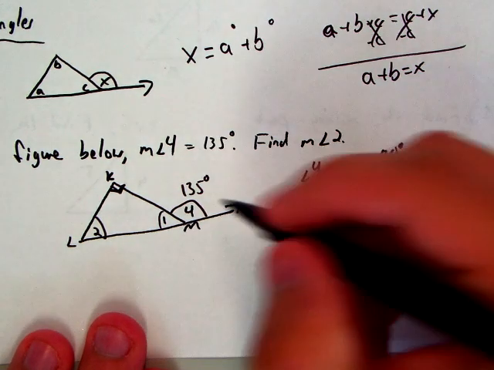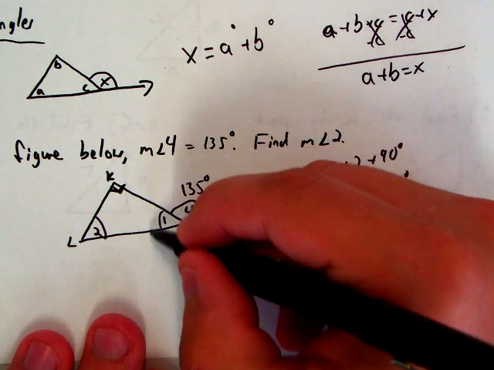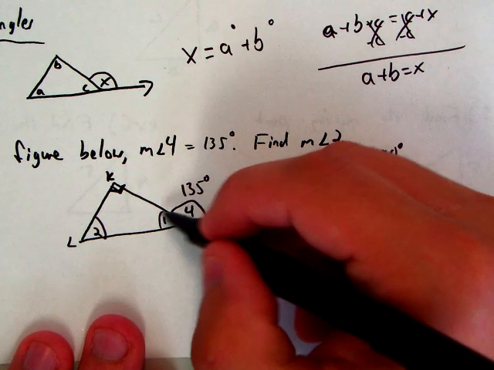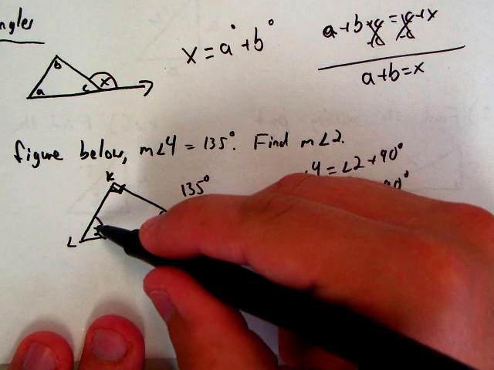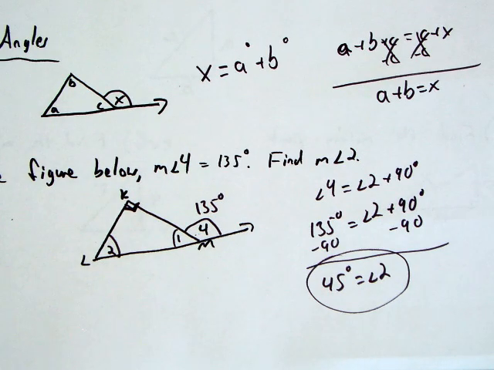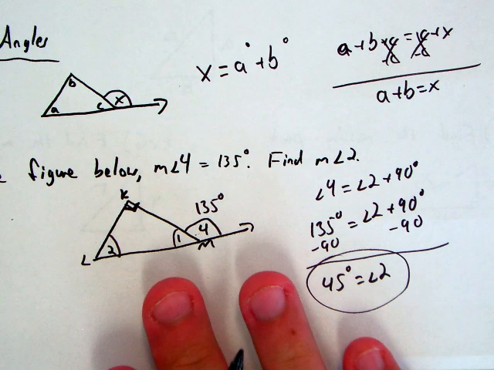The other way I could have done it, I could have found angle 1 first, because 1 and 4, those two angles form a straight angle. That would have given me 45 degrees. And 90 plus 45 plus this angle is 180, which would have still gotten me 45 degrees. So that's finding angles of a triangle.